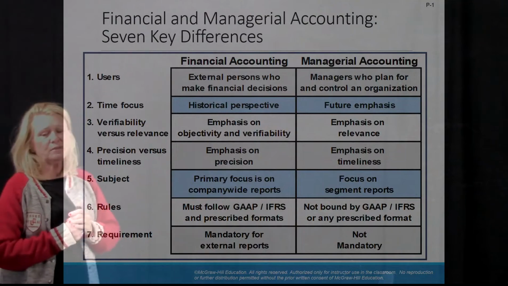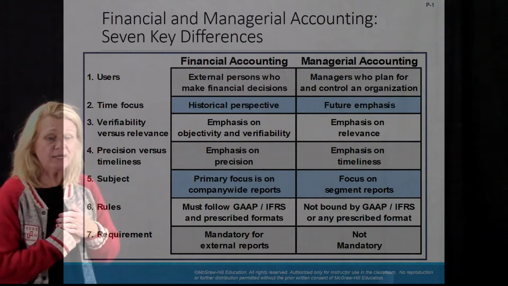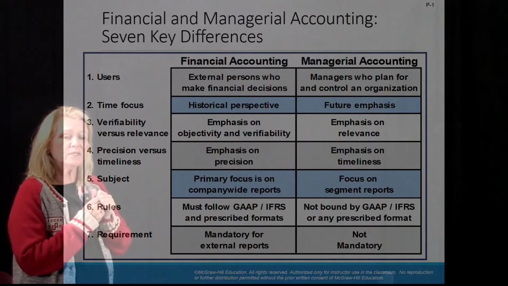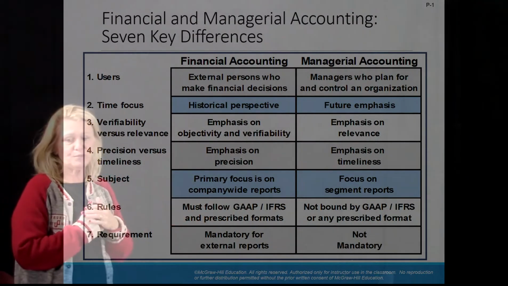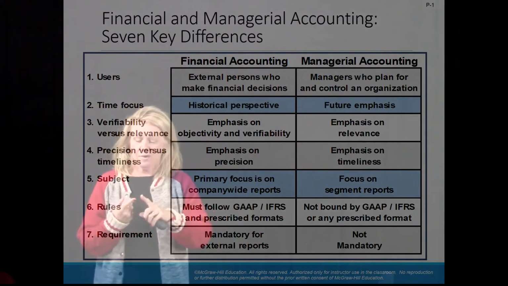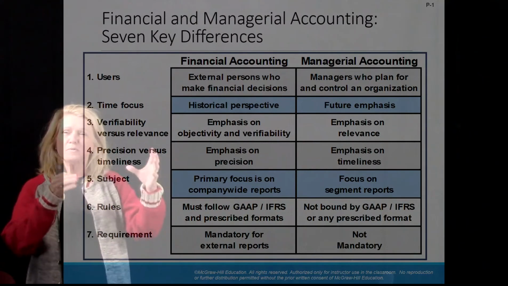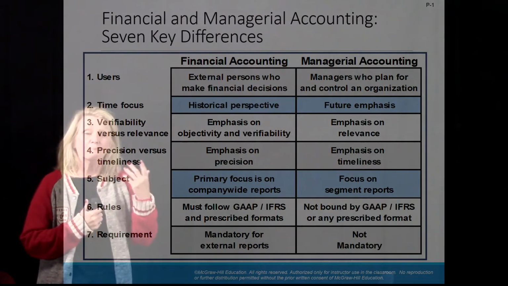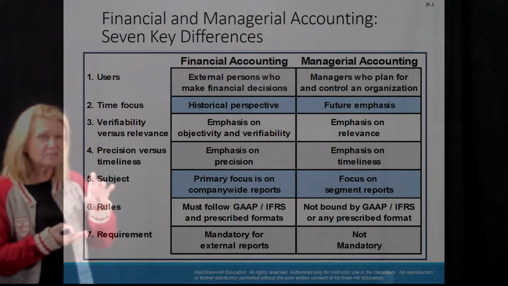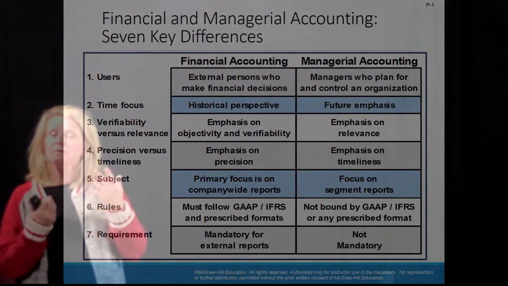So here's the difference between financial accounting and managerial accounting. The users. Financial accounting, the financial statements are really issued for the external users. We talked about internal users and external users. External users are the IRS, creditors, vendors, all those people who are outside the company. Managerial accounting is for the people who are inside the company, who make decisions, who plan and organize what goes on within the organization.